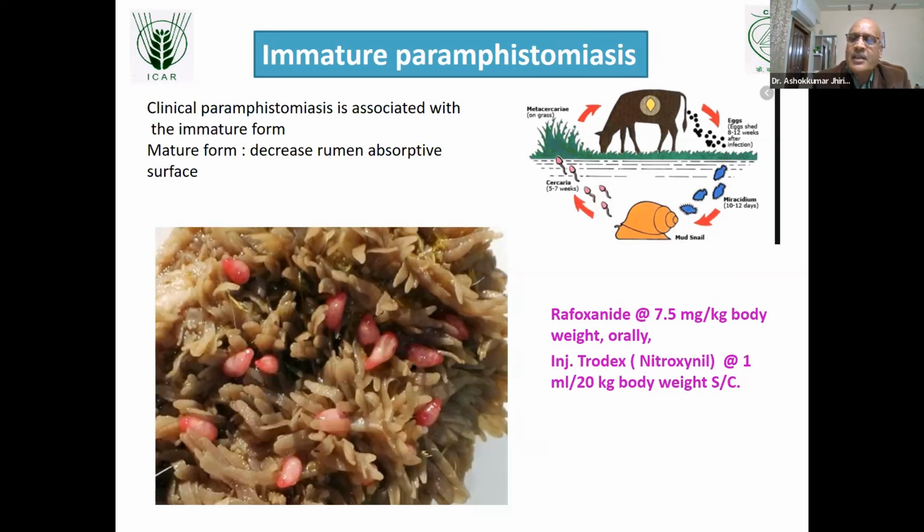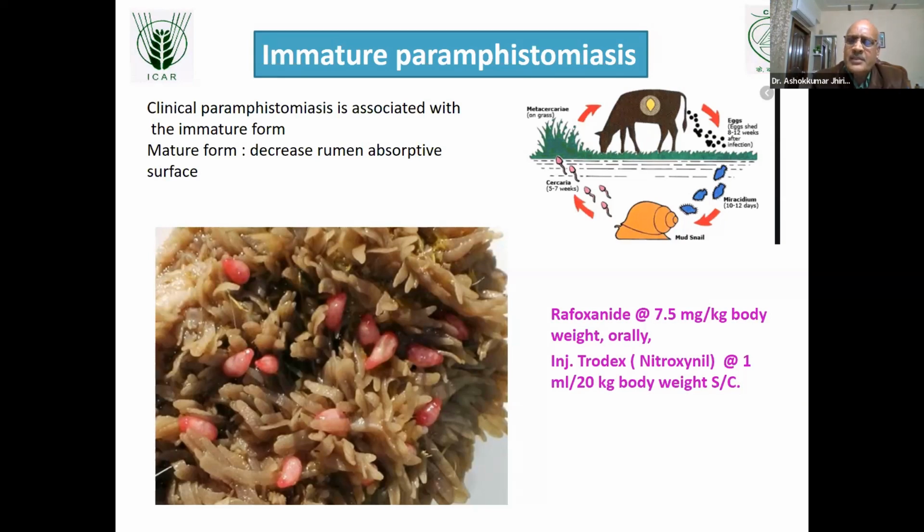Although this stage of the parasitic infestation is taken as a non-clinical stage, veterinarians who have experience working in the slaughterhouse, and have the opportunity to open the rumen, will sometimes find a very large surface covered by these mature paramphistomes. So these are blocking the absorption. They are decreasing the rumen absorption area. Ultimately, they are affecting the physiology and nutrition of the animal, and there may be production losses. So this stage also needs consideration.